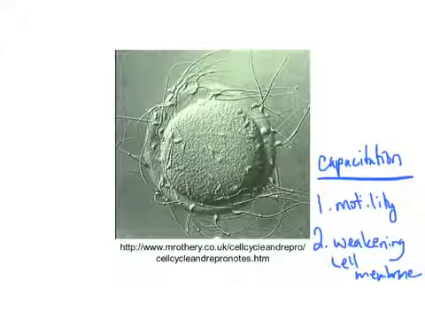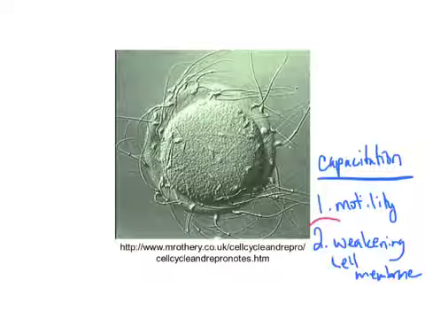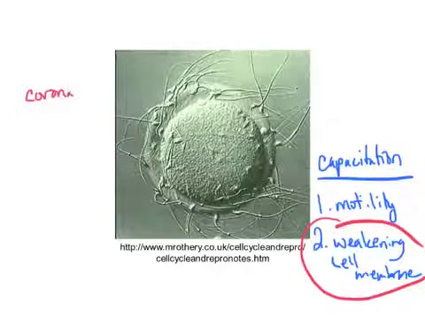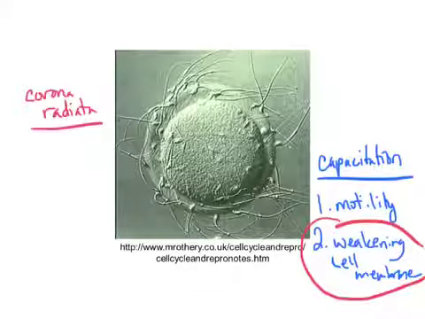Now, the second part of capacitation, making it easier to release the acrosomal enzymes, is necessary because the oocyte is actually protected by a couple of surrounding structures. You have the corona radiata, and the corona radiata are the follicular granulosa cells that surround the oocyte.